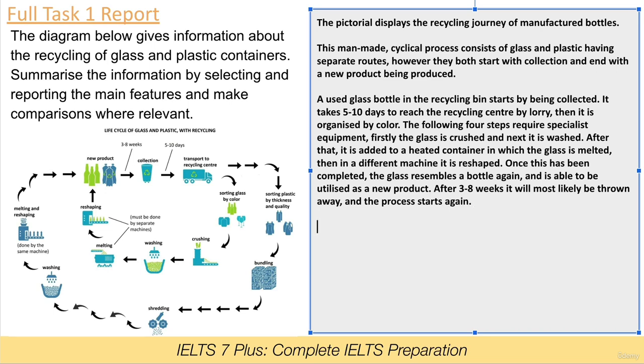Okay, let's read this back. A used glass bottle in the recycling bin starts by being collected. It takes 5 to 10 days to reach the recycling centre by lorry. Then it is organised by colour. The following 4 steps require specialist equipment. Firstly, the glass is crushed and next it is washed. After that, it is added to a heated container in which the glass is melted. Then, in a different machine, it is reshaped. Once this has been completed, the glass resembles a bottle again and is able to be utilized as a new product. Maybe for new products. After 3 to 8 weeks, it will most likely be thrown away and the process starts again. Okay, I think that's good. So that's our glass process.